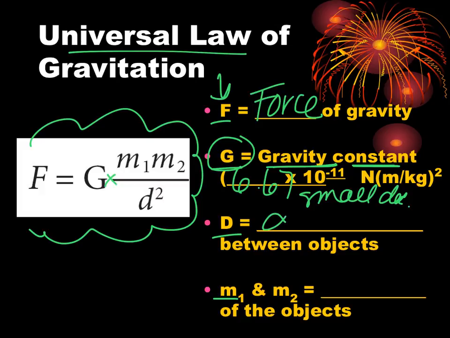D is one of our things that can change, which is the distance between the objects. And M is, again, something that can change, which is the mass of the objects. And we always have to have 2 because we're looking at the attractive force between 2 things.